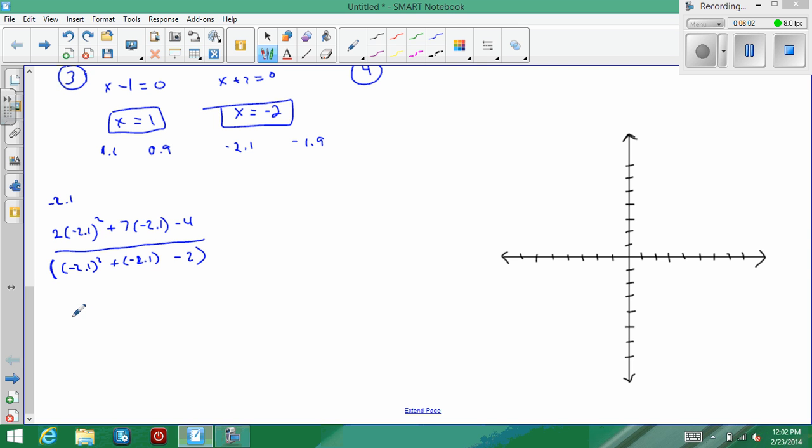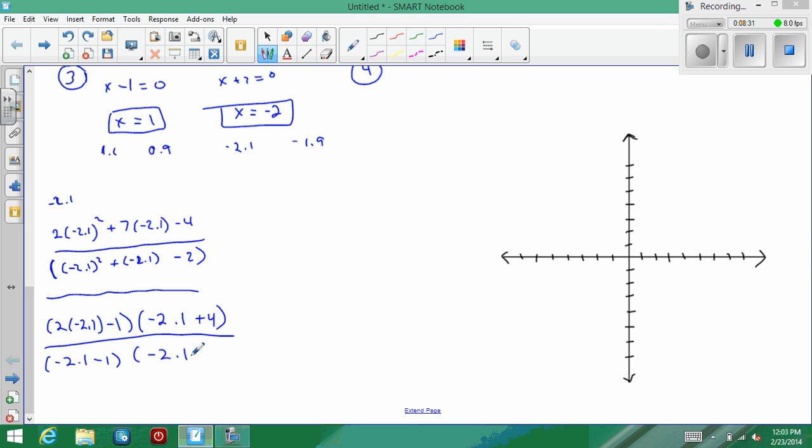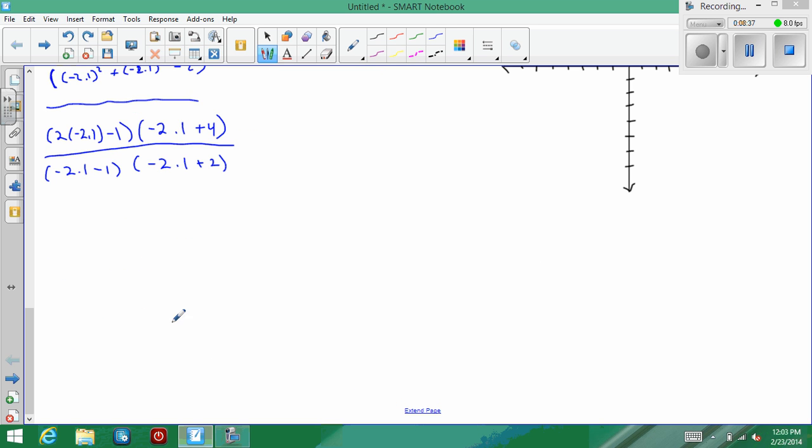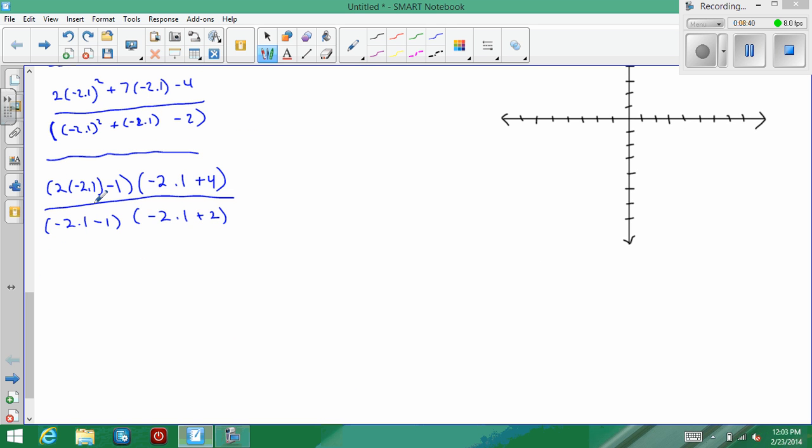Now, if you don't want to just rely on your calculator, I would plug negative 2.1 into the factored form. So if I do that, I have 2 times negative 2.1 minus 1 times negative 2.1 plus 4 over negative 2.1 minus 1 times negative 2.1 plus 2. Okay? And now what I'm looking for when I do this is the value of each factor.